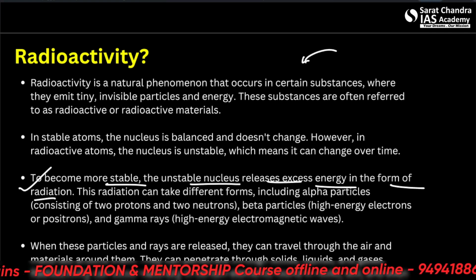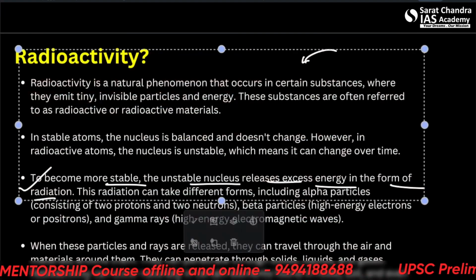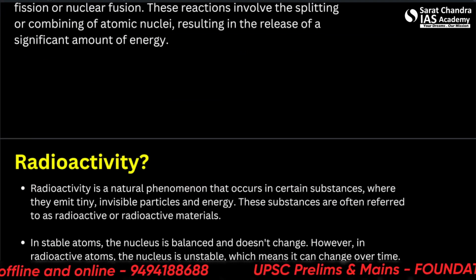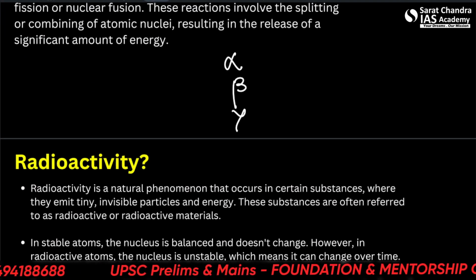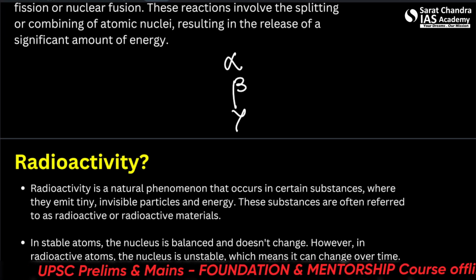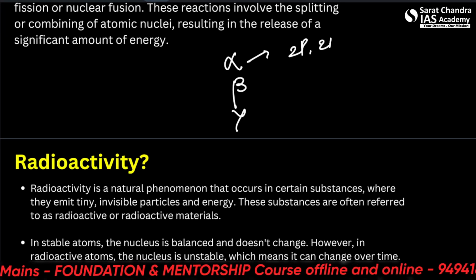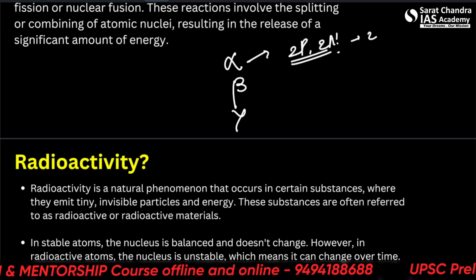So what does it release as radiation? There are three types of particle. Primarily they are alpha, beta and gamma particles. So these are three types of particle: alpha particle, beta particle and gamma particle. They have different configurations, such as the alpha particle, which has 2 protons and 2 neutrons. Basically a helium nucleus, He 2 plus.